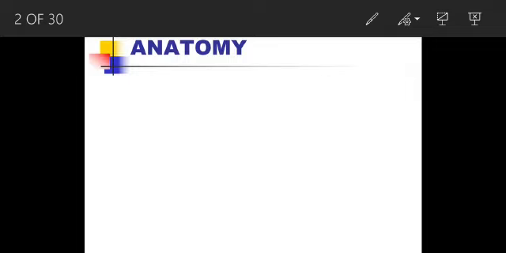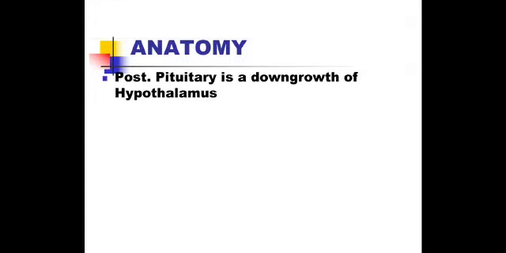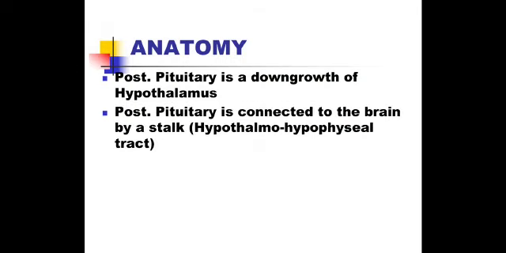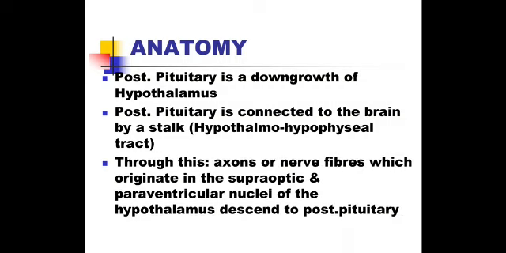The posterior pituitary, also called the neurohypophysis, is a downgrowth of the hypothalamus. The posterior pituitary is connected to the brain by the hypothalamo-hypophyseal tract, also called the neural tract.